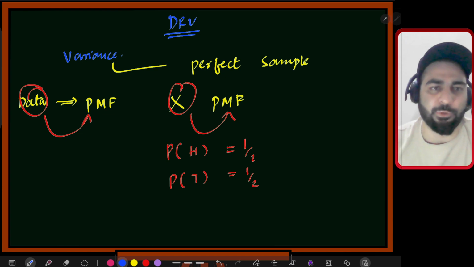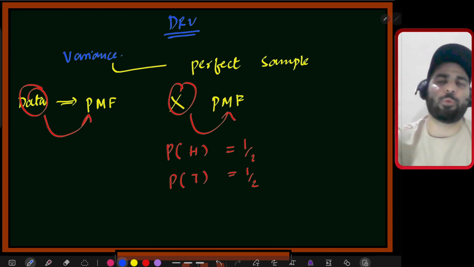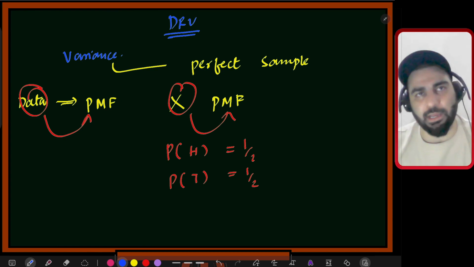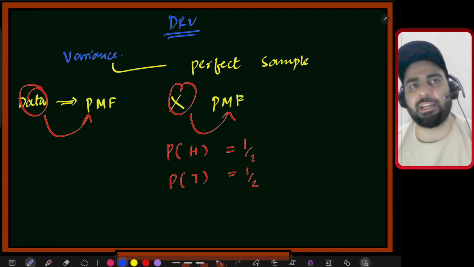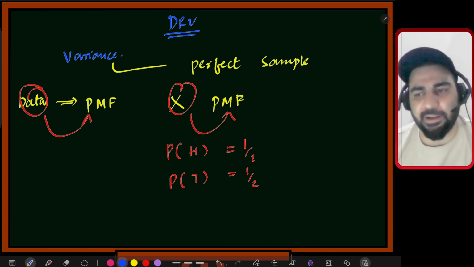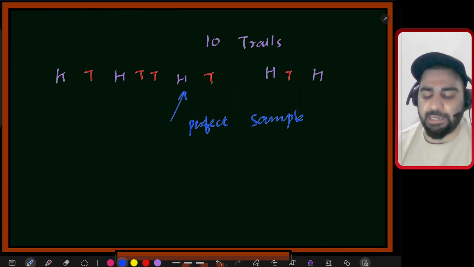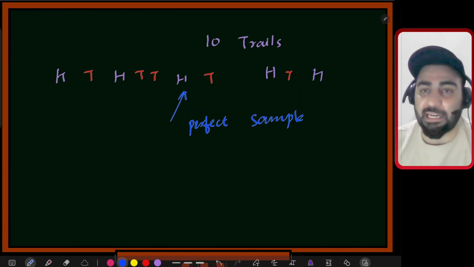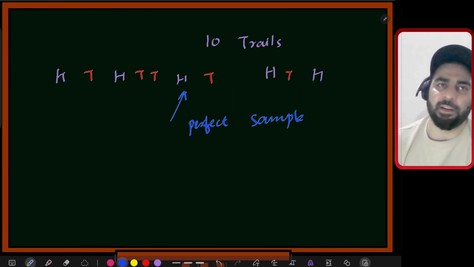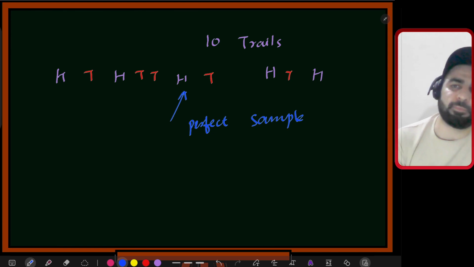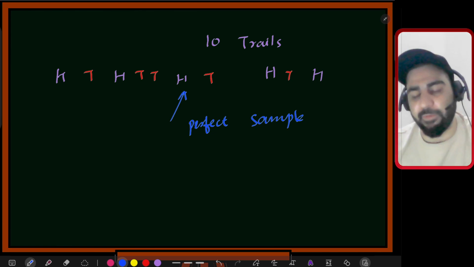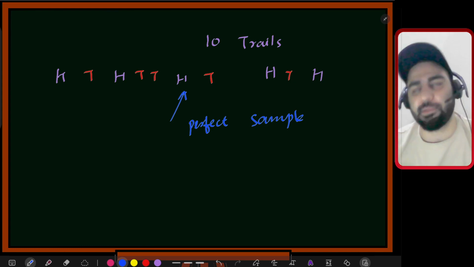Okay, the frequentist approach. Basically, if I flip a coin one time, you'll get head. If I flip a second time, again you can get head. If I flip a third time, again you can get head. There's a possibility. But what's the perfect sample? The perfect sample is that if you made some trials, let's suppose here we made 10 trials, and our probability mass function said that the probability of head is 1 by 2 and the probability of tail is 1 by 2, the perfect sample should reflect somehow the same meaning.